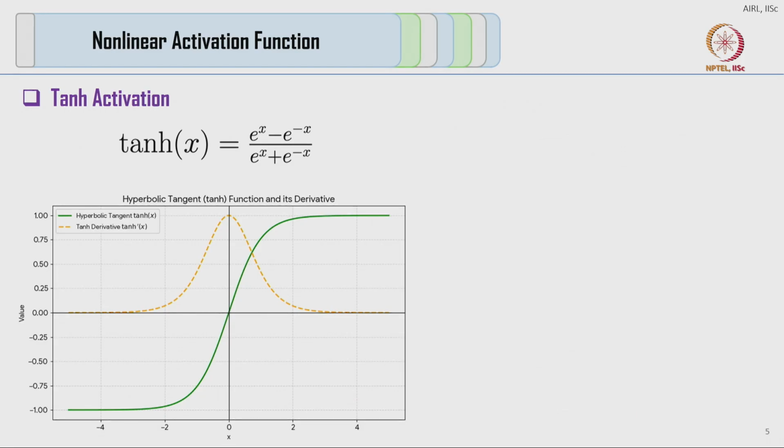Okay. Now let us look at the tanh activation function. Hyperbolic tan x is written as the equation given below, which is e to the power x minus e to the power minus x, divided by e to the power x plus e to the power minus x. In this curve we can observe that the green color is the tanh activation function, and the yellow curve that we see here is the derivative of this particular activation function, right.